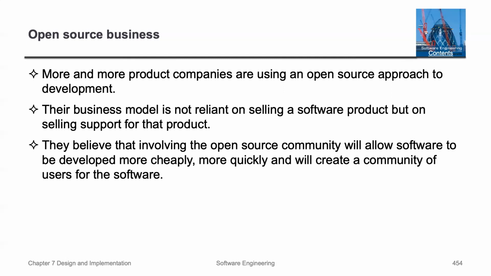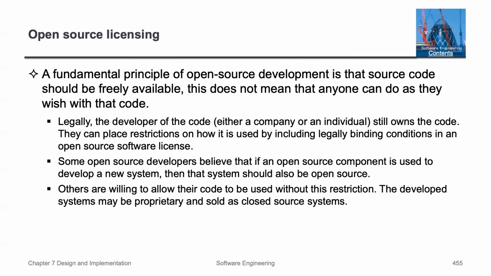For open source business, more and more product companies are using open source approaches to development. The business model is not reliant on selling a software product, but on selling support for that product. They believe that involving the open source community will allow software to be developed more cheaply, more quickly, and will create a community of users for the software. Even Microsoft has moved into embracing open source software as part of their ecosystem.